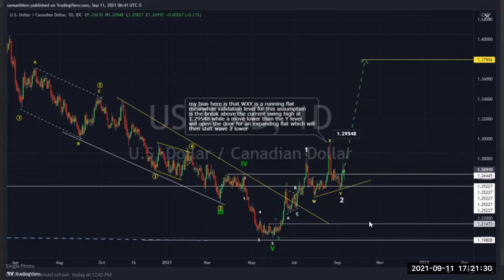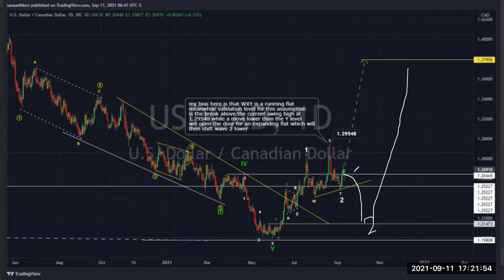Now this is what I wrote there. This is wave 1, and this is WXY, a running flat at the moment. So the possibility that this can turn into an expanding flat exists. Okay, and if that is the case, then wave 2 will come to this level. Then the buying will start here.